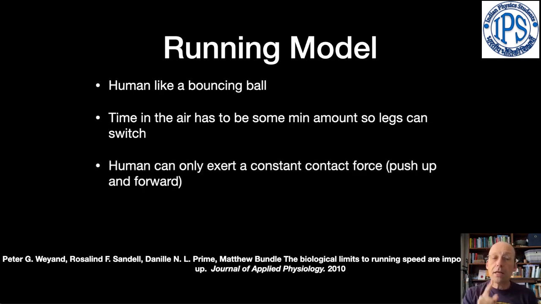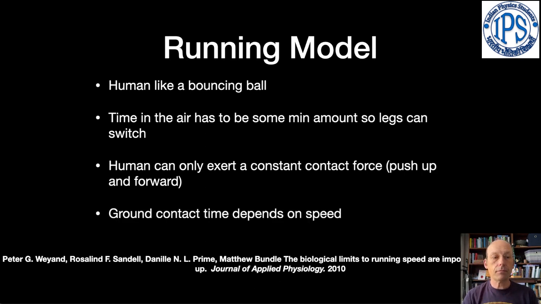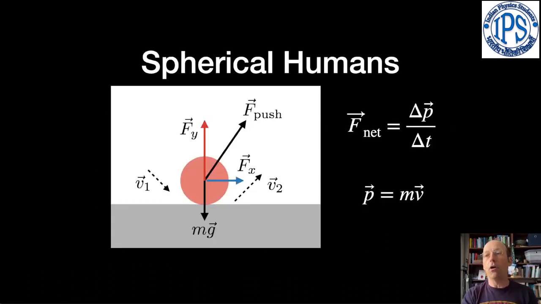Also, the human can only exert a constant magnitude force with the ground. And now that means that they can push up and forward. But the combination of the total contact force, the maximum force, is constant. And finally, the ground contact time depends on the speed. So the slower you're running, your feet are in contact with the ground for a longer time than when you're running fast. So there's that relationship.